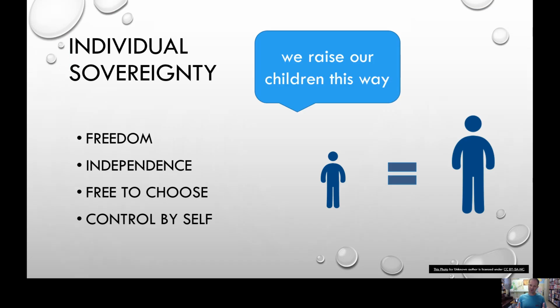Now, of course, individuals have sovereignty. And of course, this means that individuals have freedom and individuals have independence. And this means we're free to choose. And this means we control things by ourselves, in principle. And of course, we raise our children this way. I mean, when children are young, they don't have so much independence and they don't have so much freedom. But as they get older, they have more independence and more freedom, and they can make more decisions by themselves. So we raise our children in a way that is based on this idea of individual sovereignty.